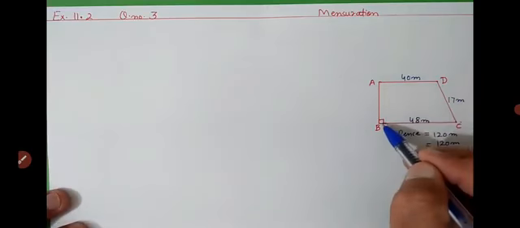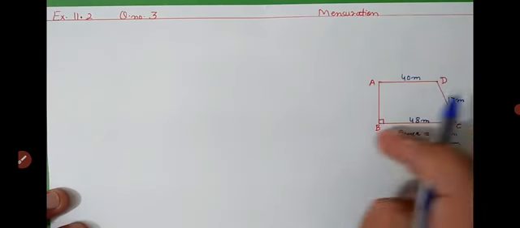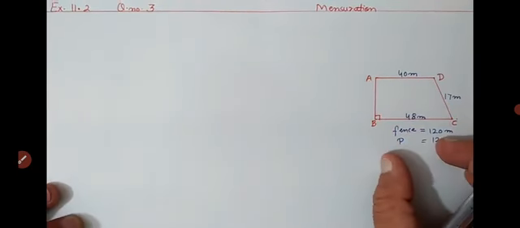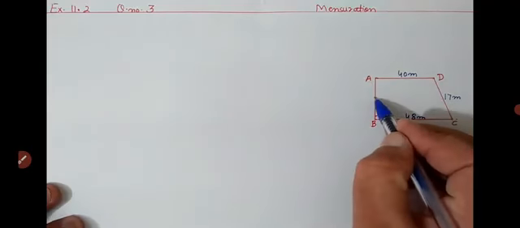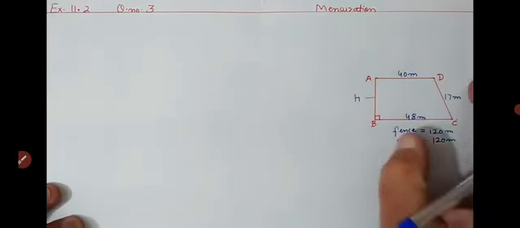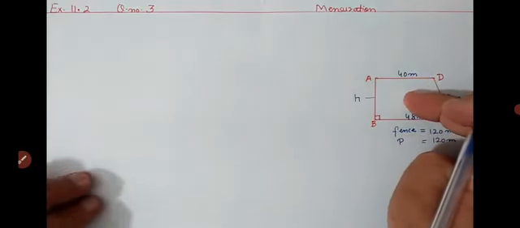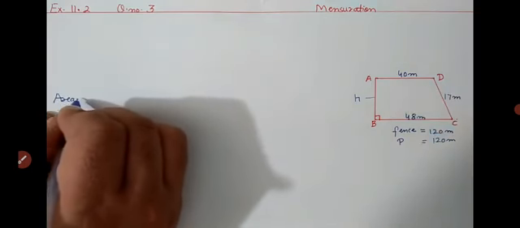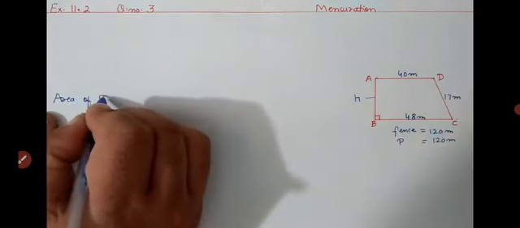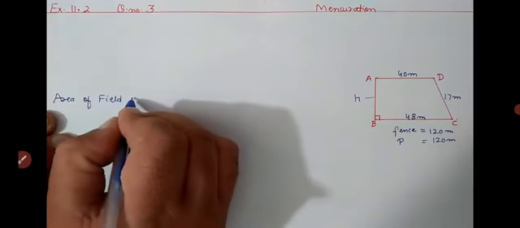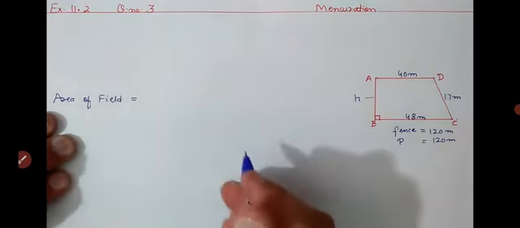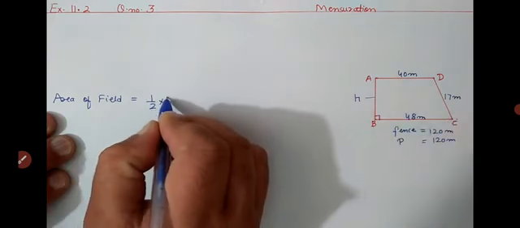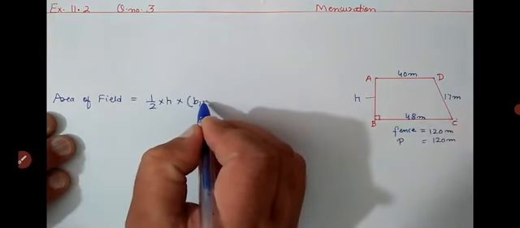Side AB is perpendicular, which means 90 degrees, to AD and BC. Understand? So let's find H. We have to find the height. We know the perimeter, and we know the area of the field, which is a trapezium. So the area of this field is 1 by 2 into H into B1 plus B2.